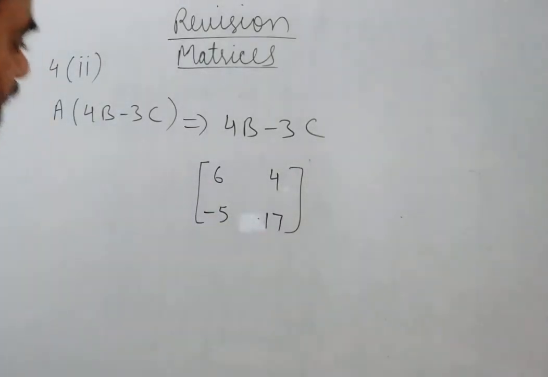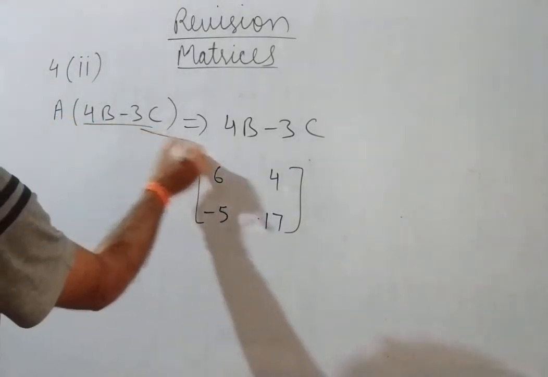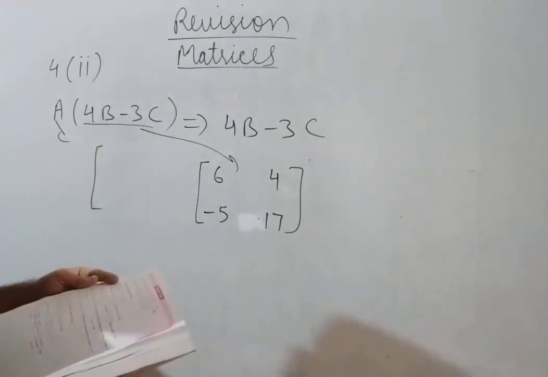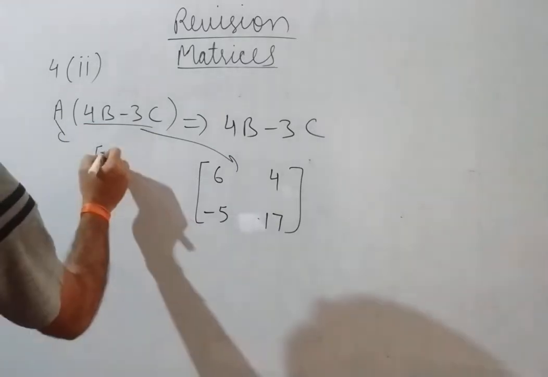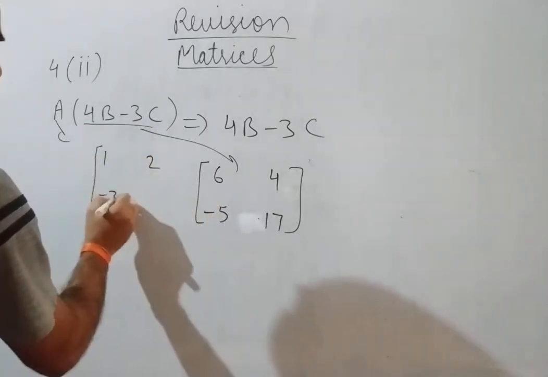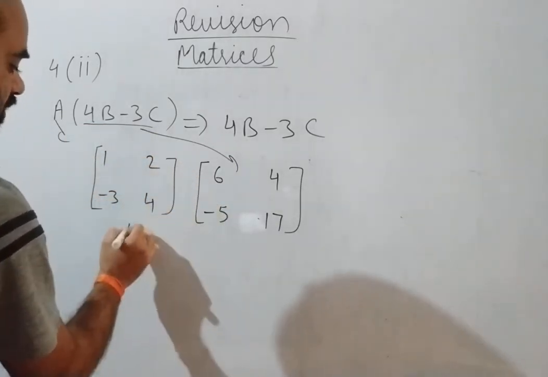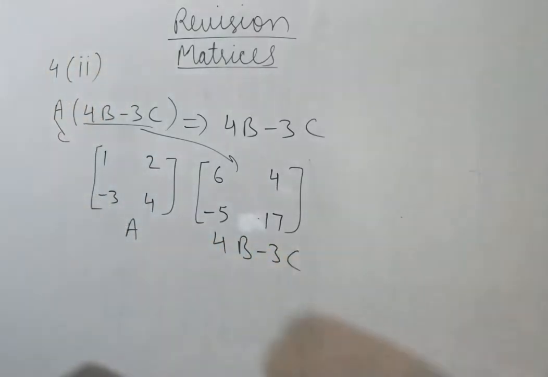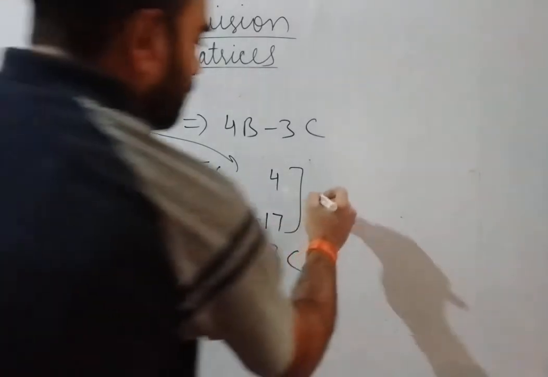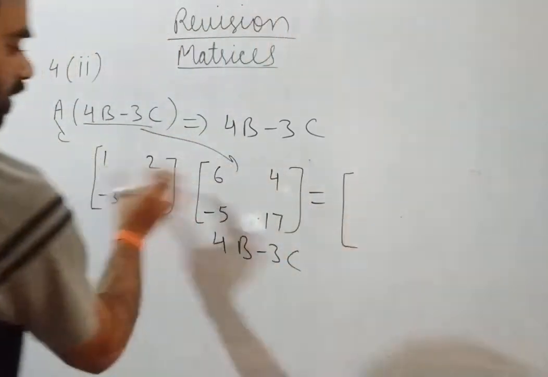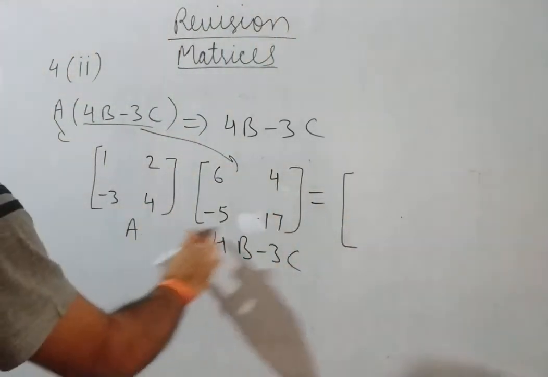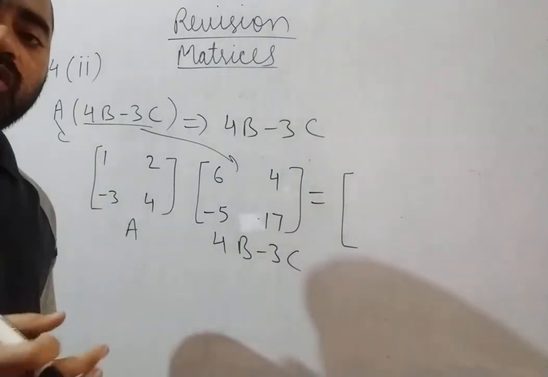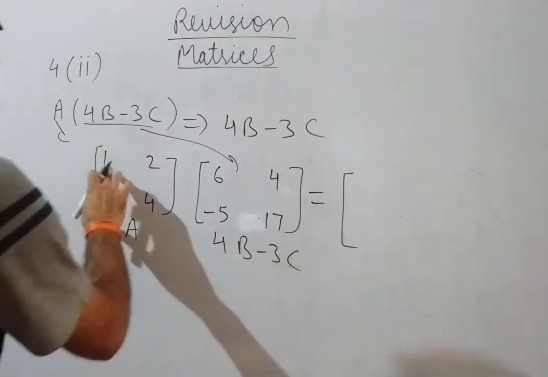And it is multiplied by A. See, 4B minus 3C multiplied by A. It means put the value of matrix A. Matrix A is 1, 2, minus 3, 4. So this is matrix A and this is 4B minus 3C. Correct? So how to multiply? Order is same. 2 by 2, 2 by 2 will be multiplied, and the resulting matrix will also be of order 2 by 2. Correct?